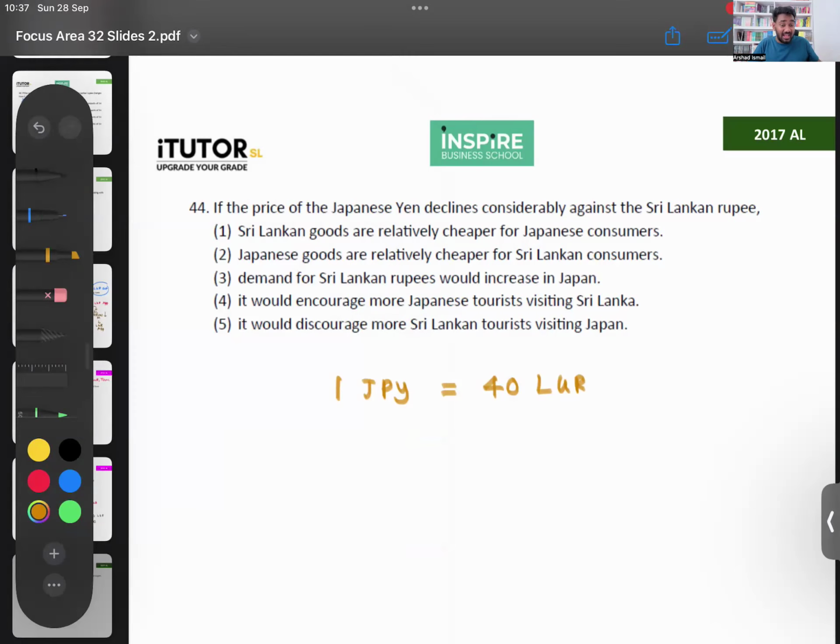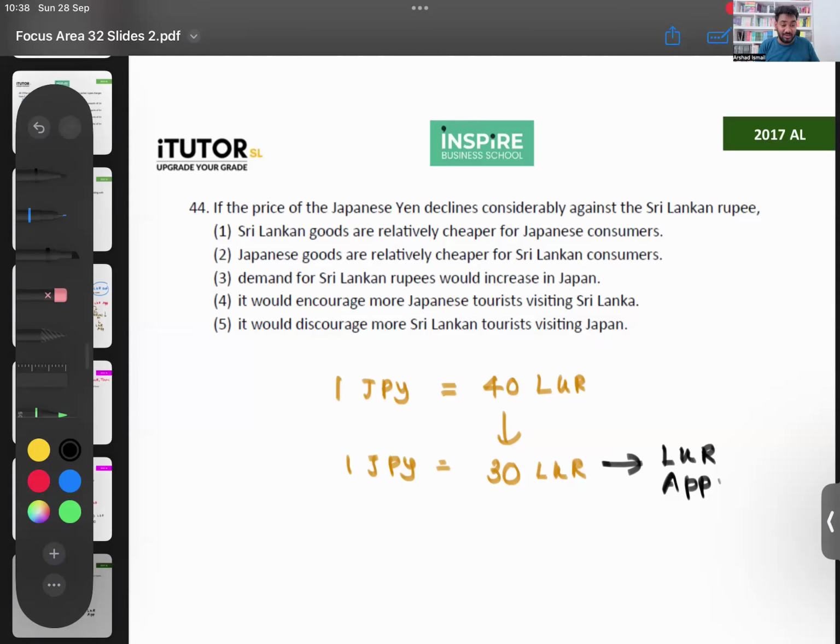Price of Japanese yen declines. So right now it is 40. Maybe the price of the Japanese yen went down to 30. So what happened, Lamai? Did the Sri Lankan rupee appreciate or depreciate? Earlier the price is 40 rupees. Now the price is only 30 rupees. So what has happened? Earlier to buy a Japanese yen, we had to pay 40. Now we can buy a Japanese yen by just paying 30. Sri Lankan rupee has appreciated. LKR has appreciated.